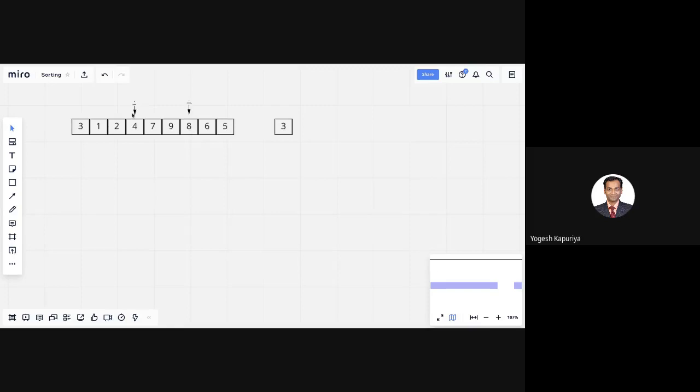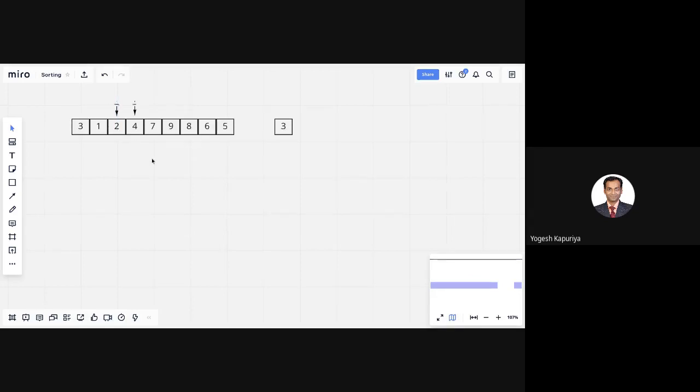Then J starts its operation. Remember, the task of J is to skip all the numbers which are greater than the pivot. Pivot is 3. 8 is greater than 3, yes, so move. 9 is greater than 3, yes. Move. 7 is greater than 3, yes. Move. 4 is greater than 3, yes. Move. 2 is greater than 3, no. So stop.